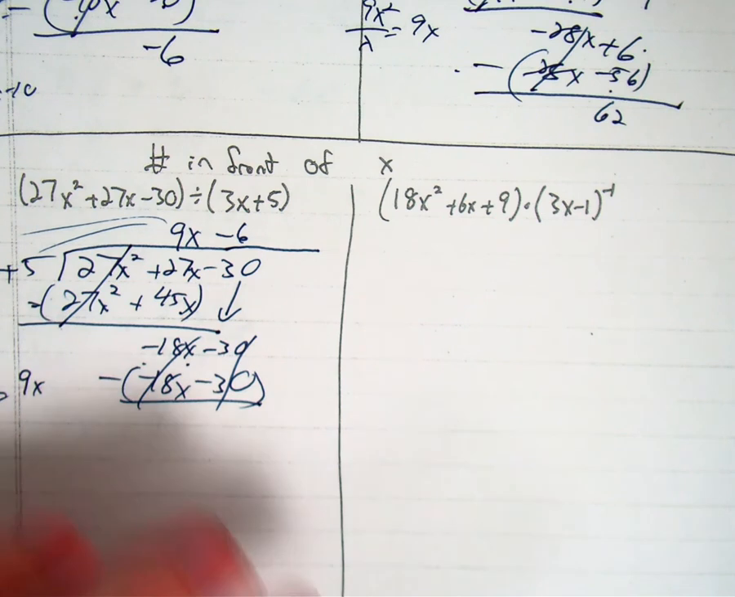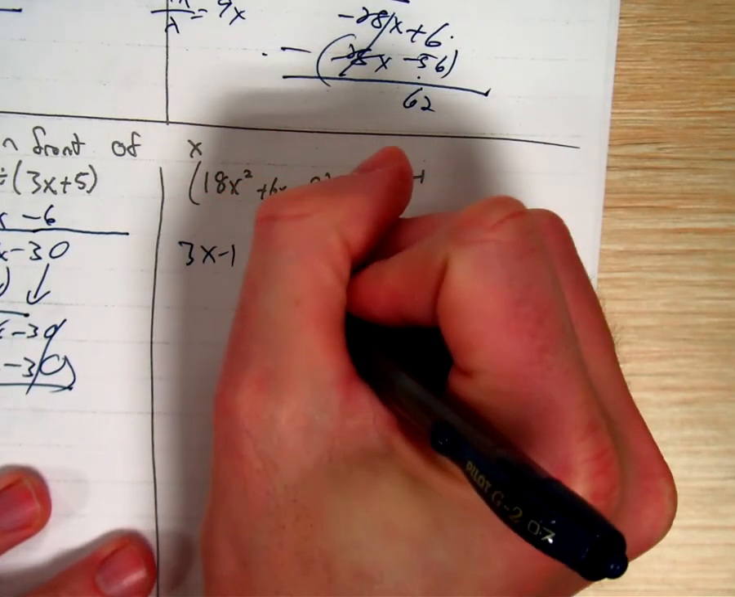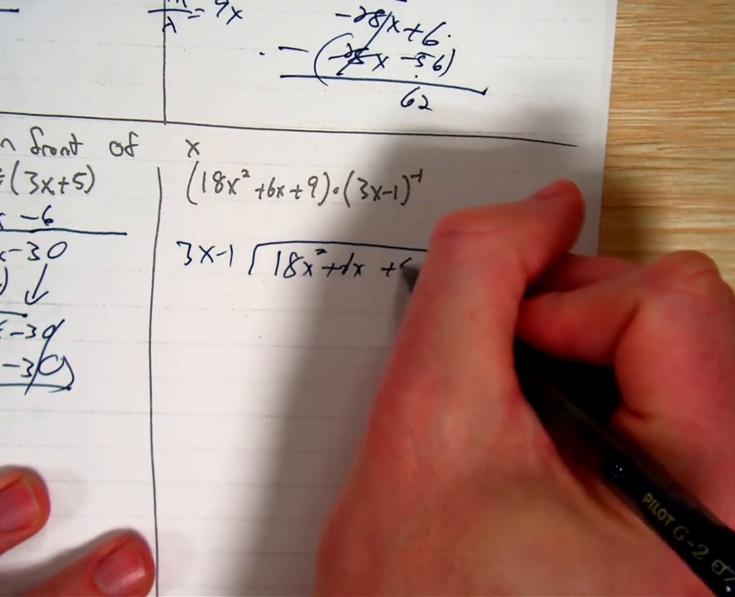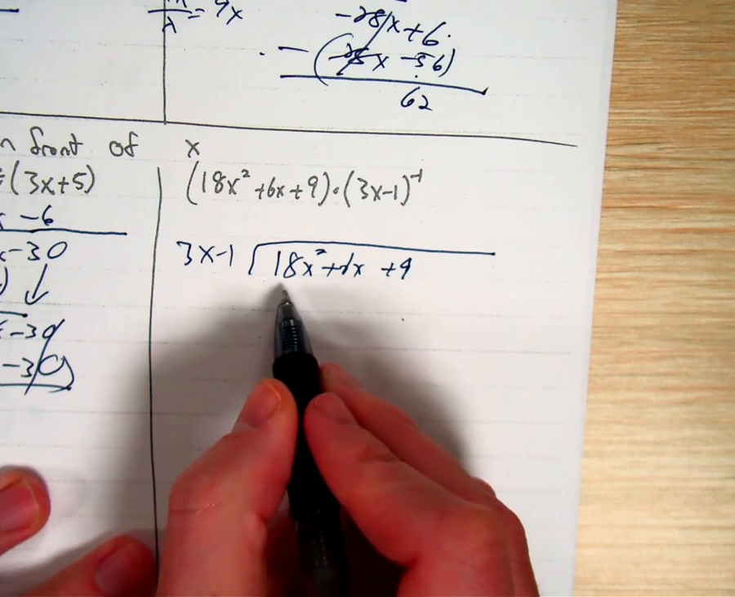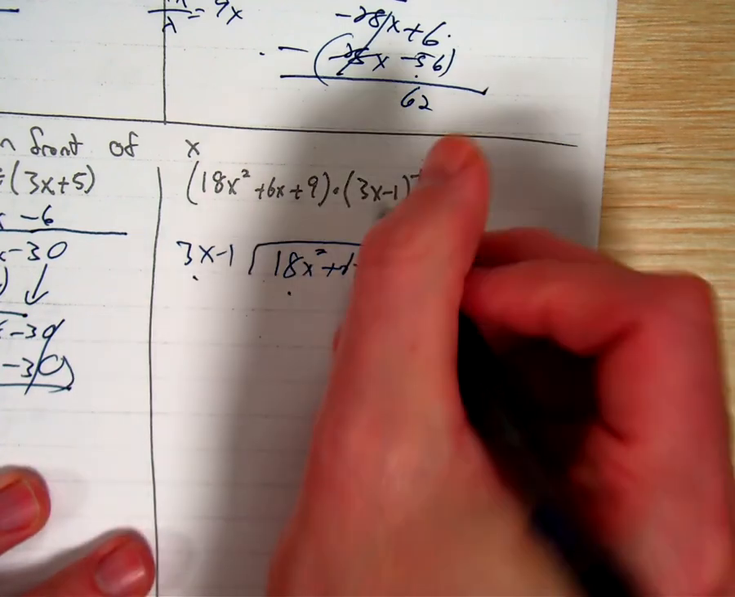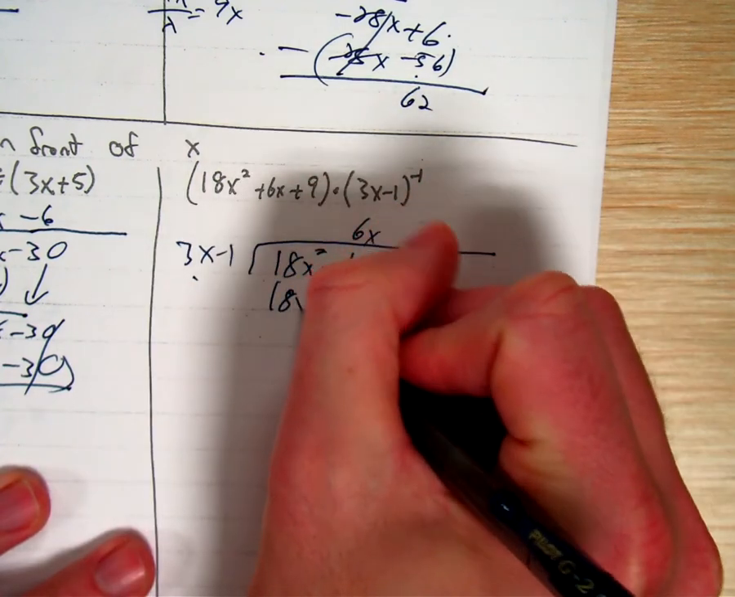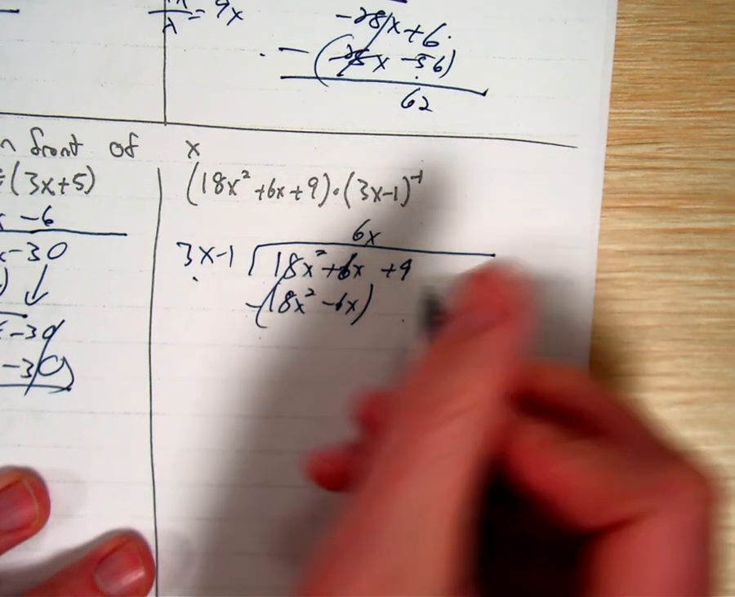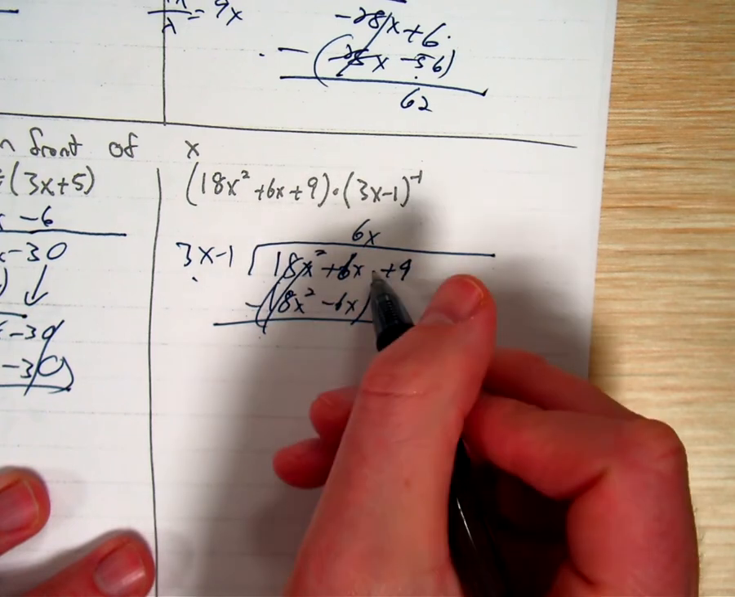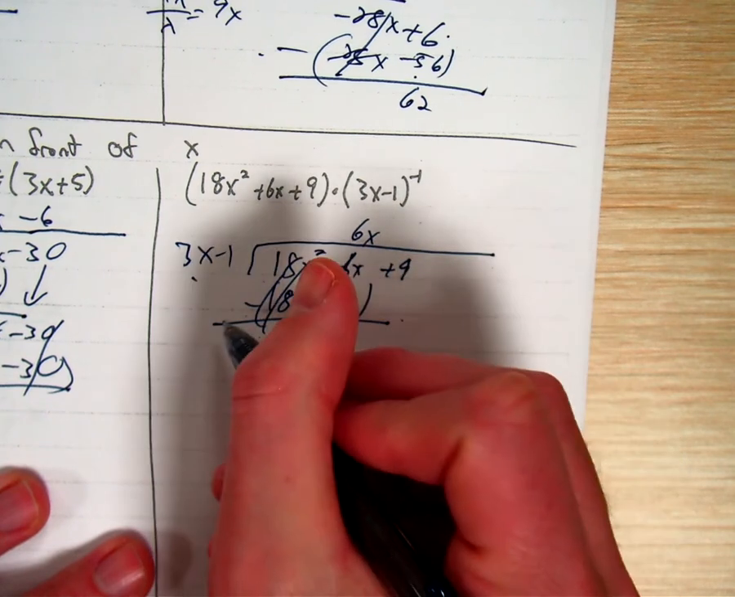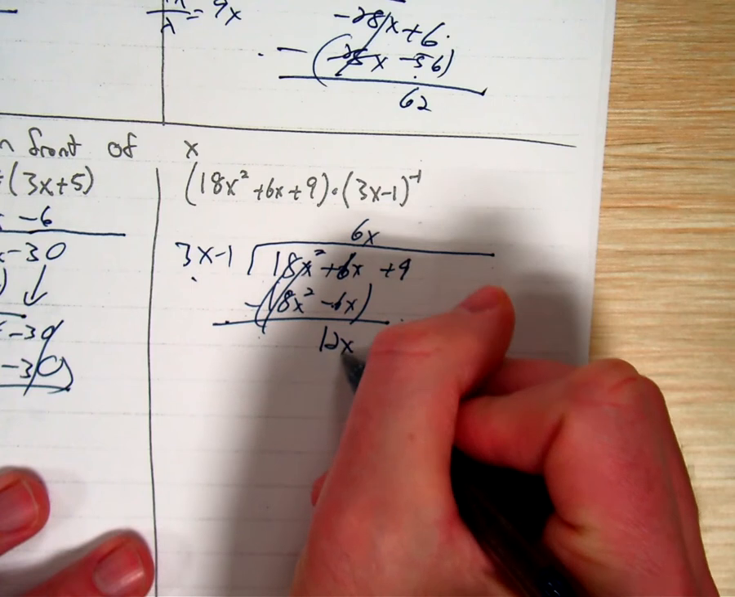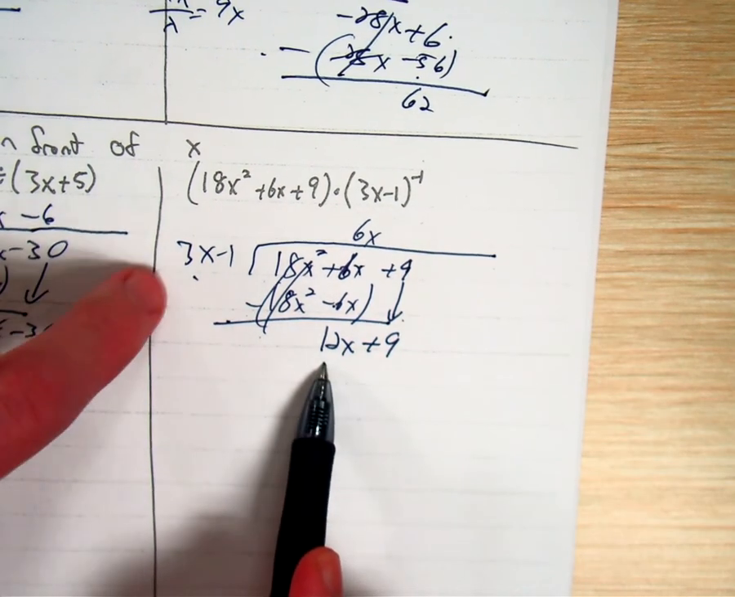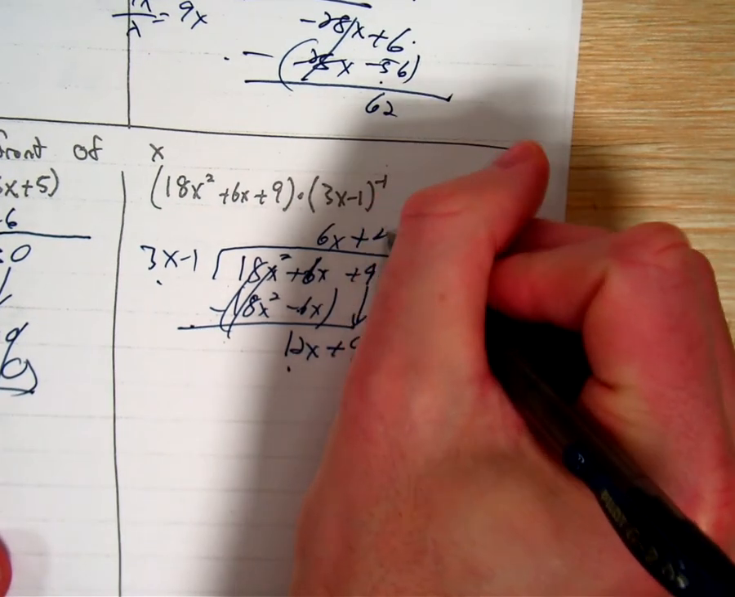Alright, welcome back. Let's see how you did. 3x minus 1 going into 18x squared plus 6x plus a 9. 18x squared divided by 3x should be 6x. Multiply it back. And subtract down. Cancel. 6x minus a negative, so actually plus 6x is going to be 12x plus 9. 12x divided by 3x is a positive 4, so plus 4.